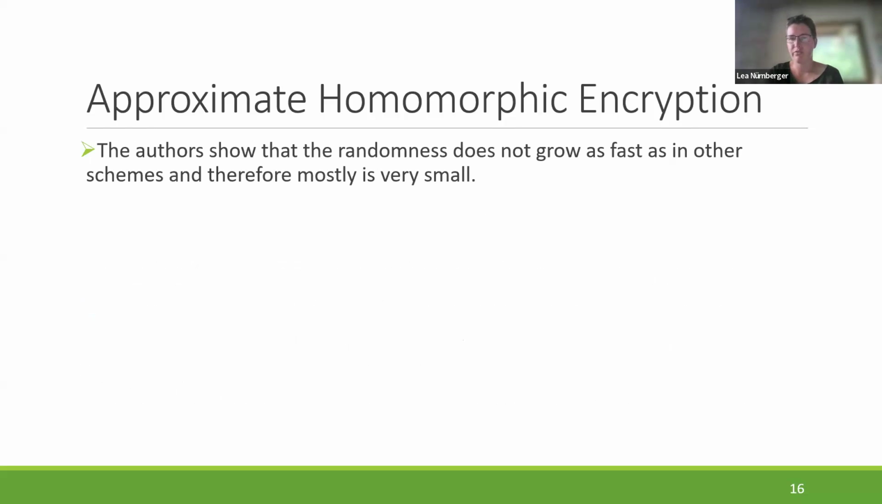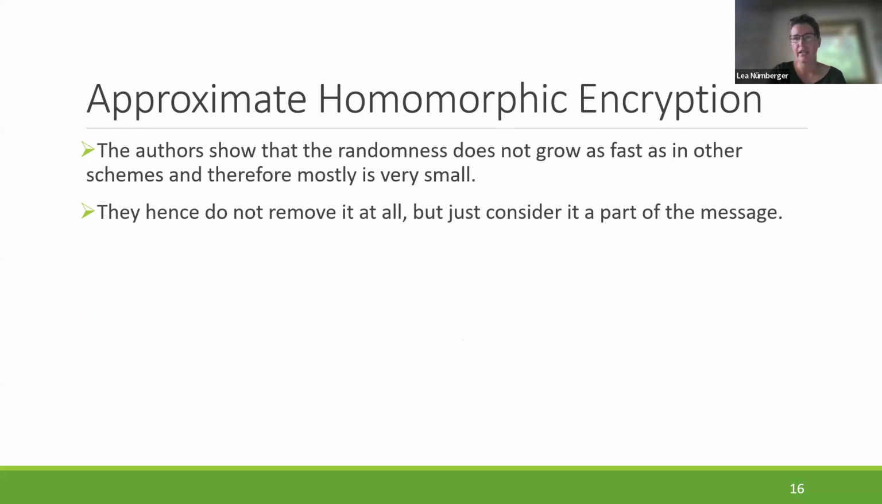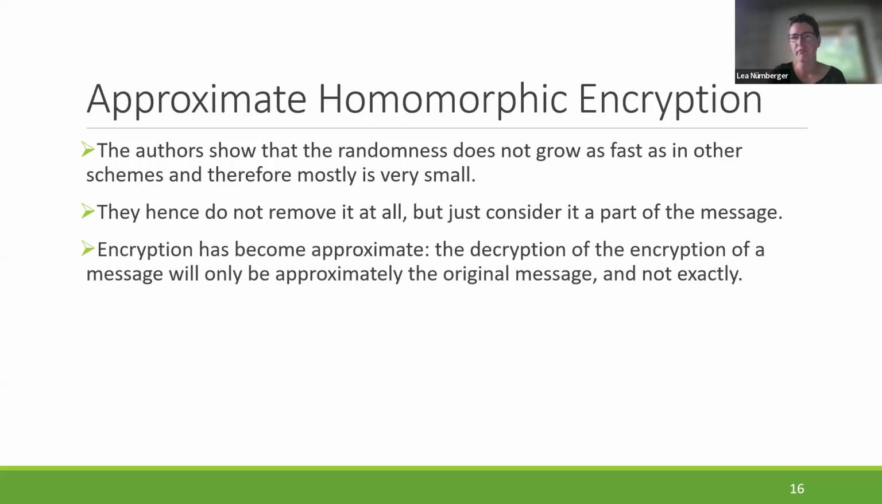The authors showed that the randomness in CKKS does not grow as fast as in other schemes, and that therefore it can be completely okay to just leave it. And instead of returning a completely correct decryption of the message, to return the message plus some small noise. So this is where the name approximate homomorphic encryption comes from. Encryption has become approximate in the sense that if we take a message, we encrypt it, and we directly decrypt it afterwards, the message and the decrypted message won't be exactly the same. They will be quite close to one another, but they won't be exactly the same.